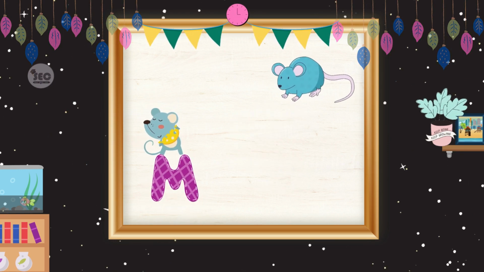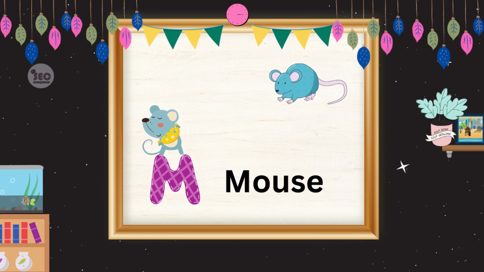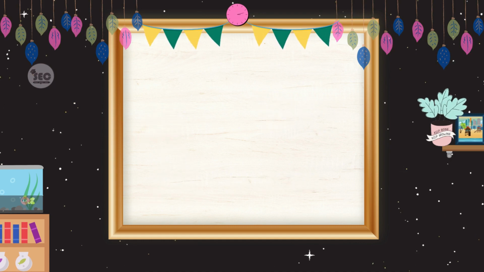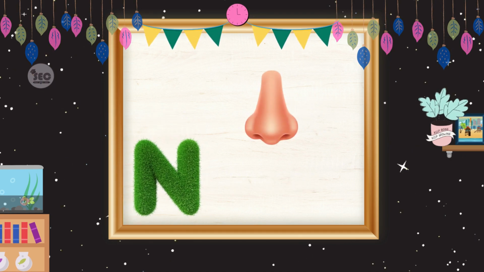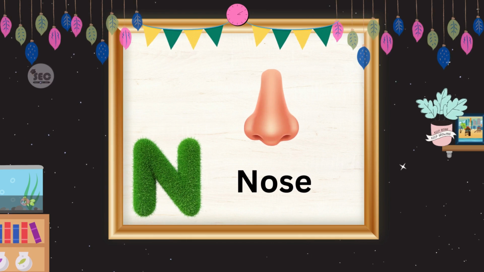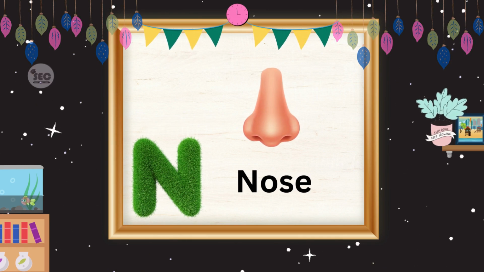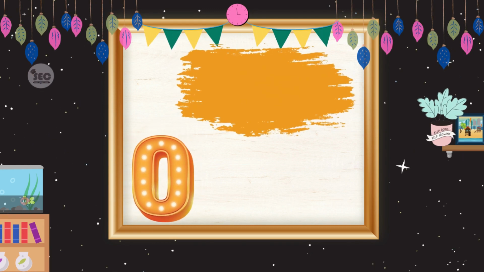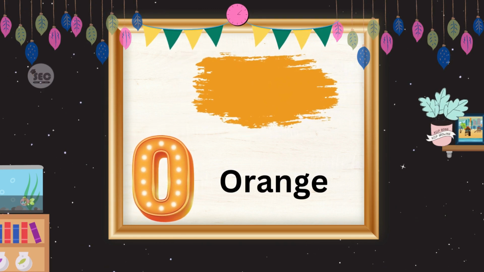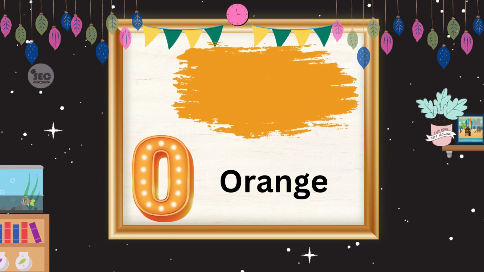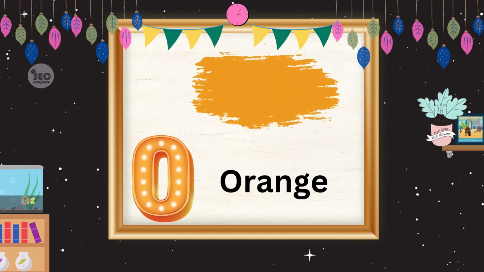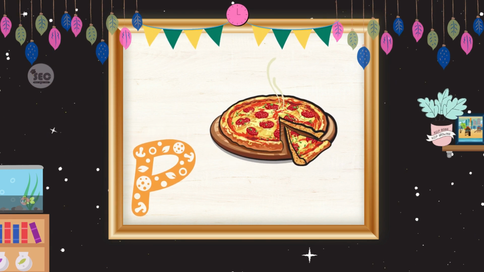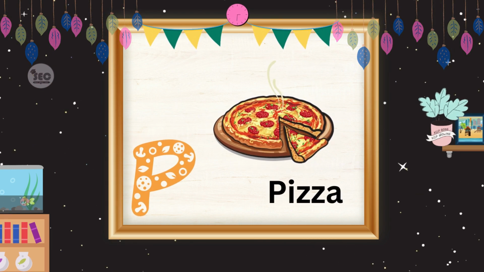M for mouse. M-O-U-S-E. Mouse. N for nose. N-O-S-E. Nose. O for orange. O-R-A-N-G-E. Orange. P for pizza. P-I-Z-Z-A. Pizza.